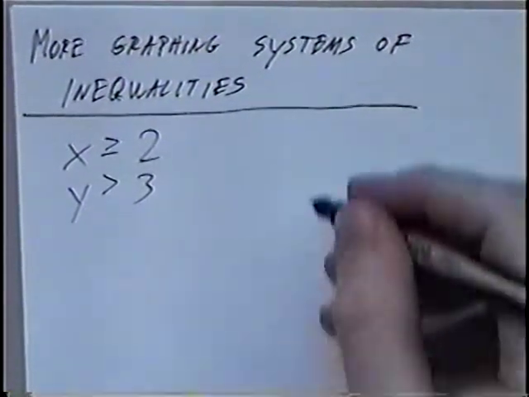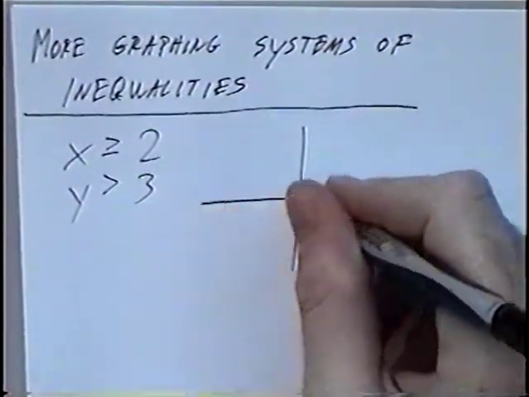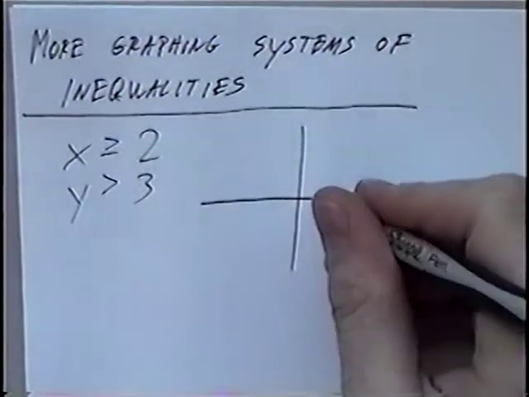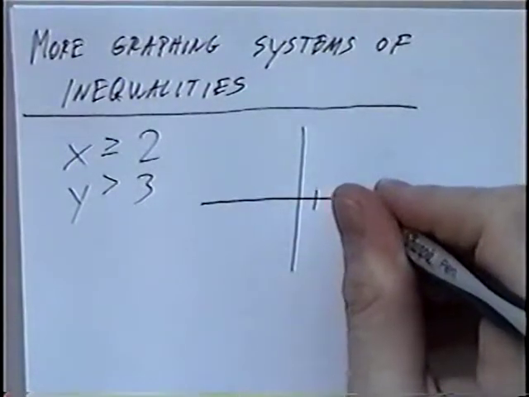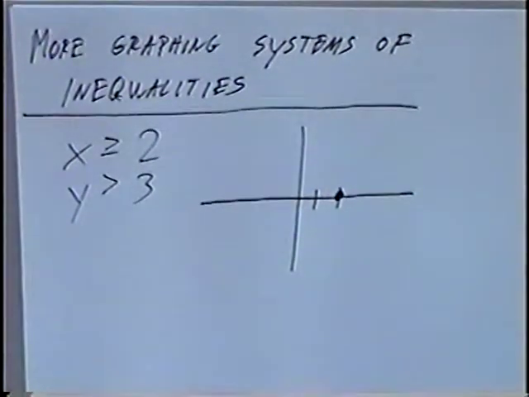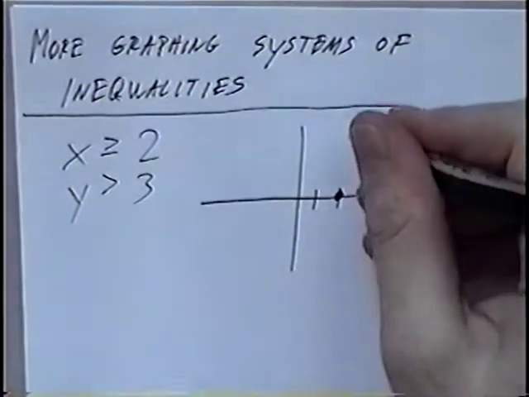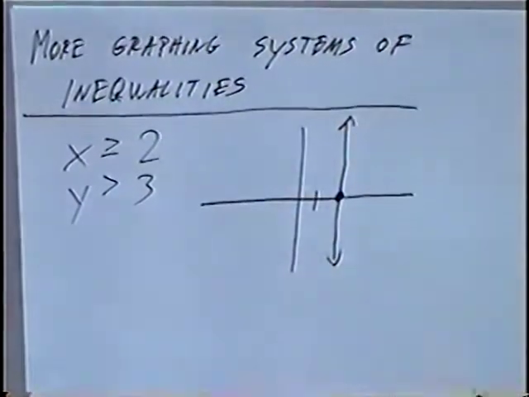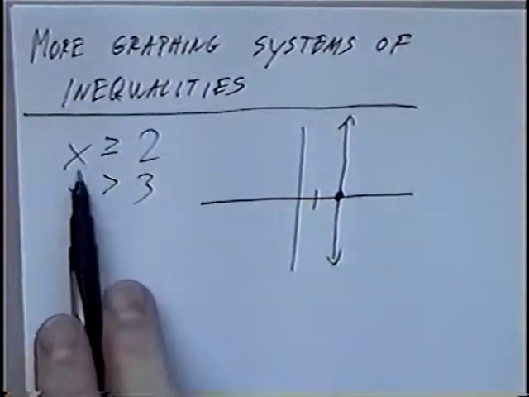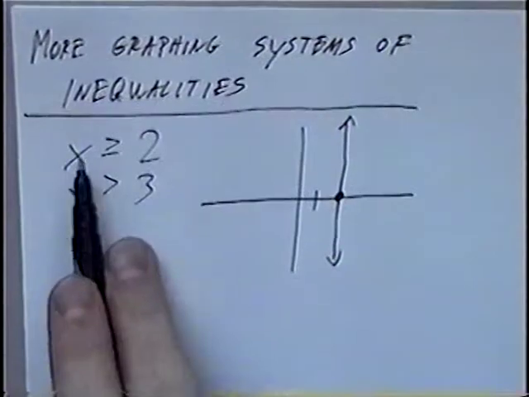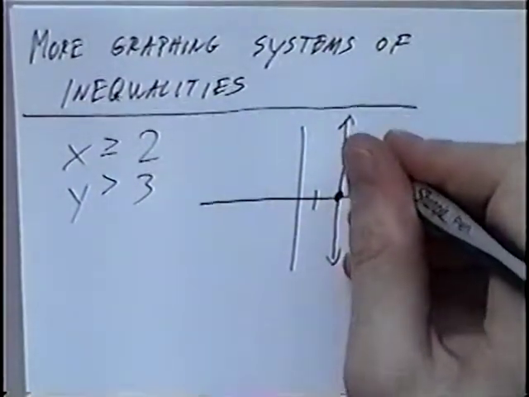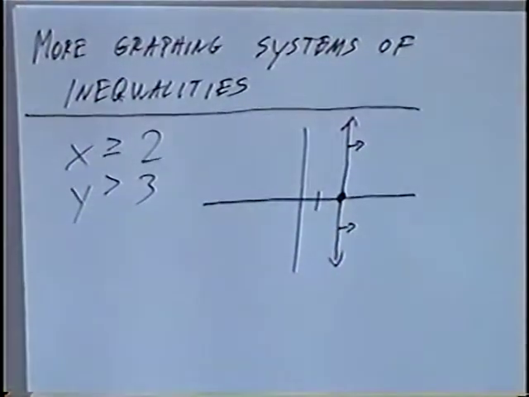To graph these two inequalities, we can draw the xy axis. For the first inequality, x is greater than or equal to 2. If we put a point where x is equal to 2, the equation x equals 2 would be a vertical line passing through 2. The inequality is x is greater than or equal to 2, so we want the numbers bigger than 2, which would be to the right of this line.